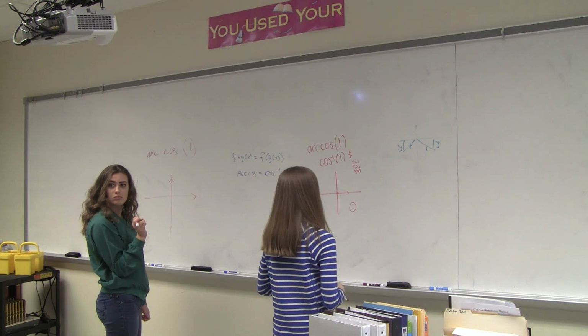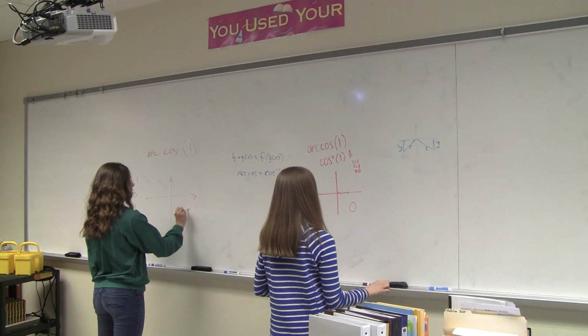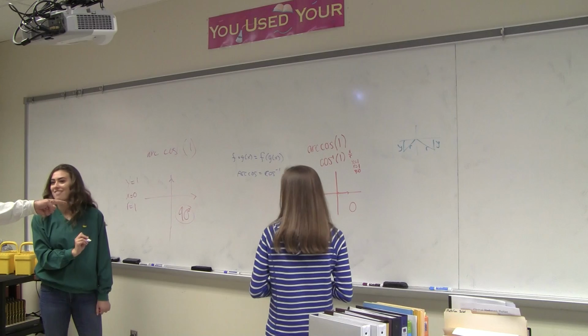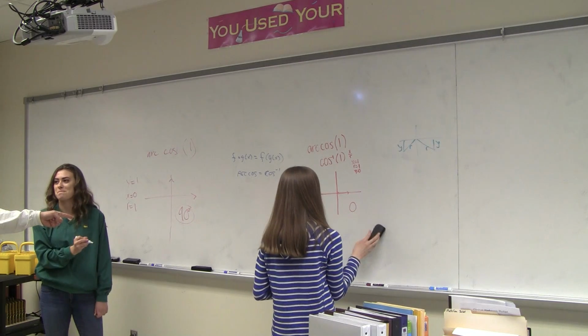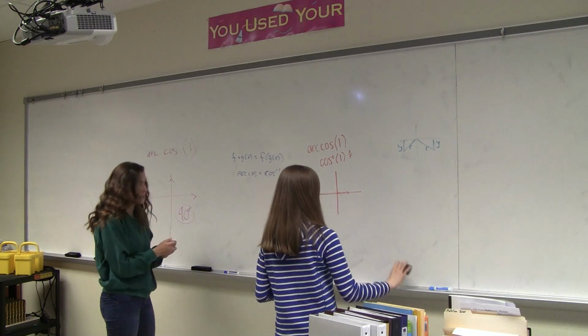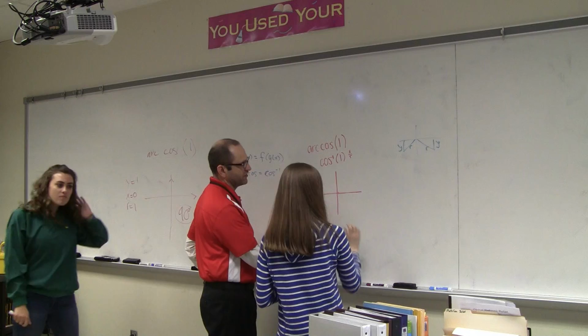Positive y-axis. The positive y-axis. And what is the angle on the positive y-axis? 90 degrees is acceptable. What else is acceptable? Pi over 2 radians is acceptable. That's it. Those are the only two acceptable answers. So let's take a look. If I can jump in here for a second.